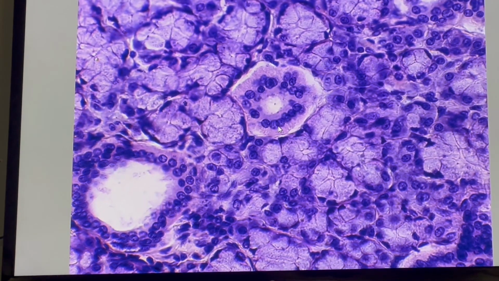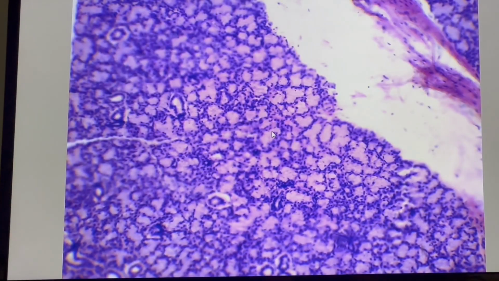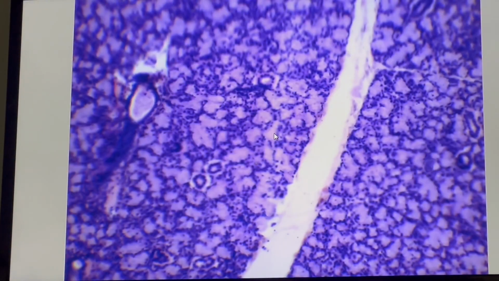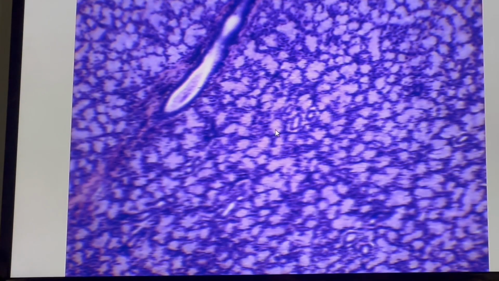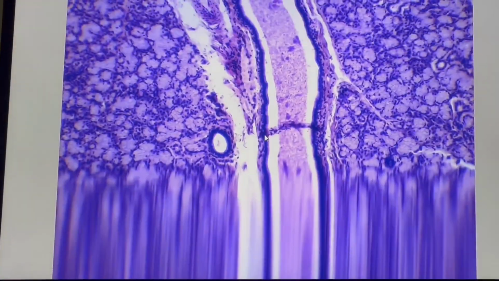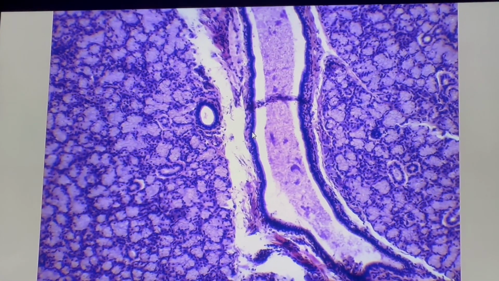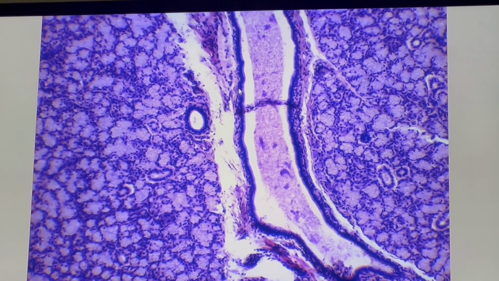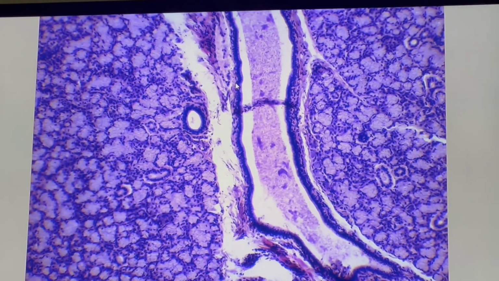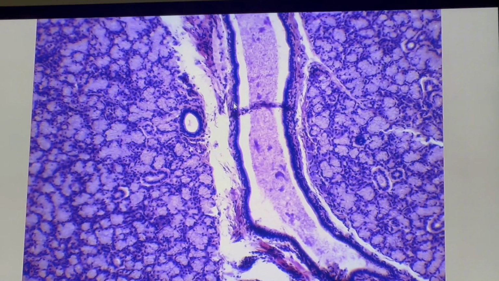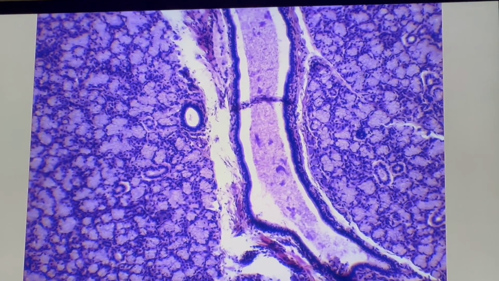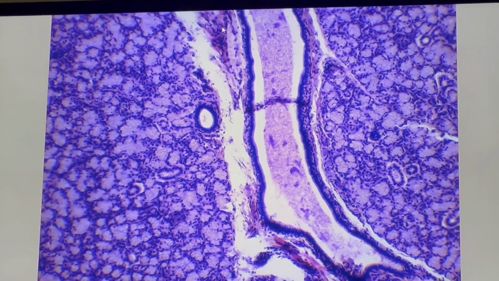This one is very large and must be inside the lobule to be intralobular. It is not inside the lobule, so it is not intralobular. This duct is called an interlobular duct. The lining epithelium is pseudostratified columnar epithelium, surrounded by connective tissue.